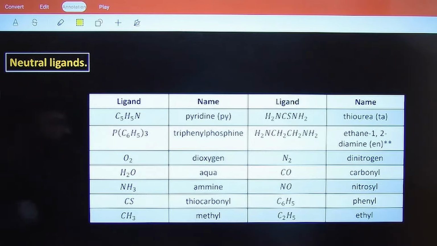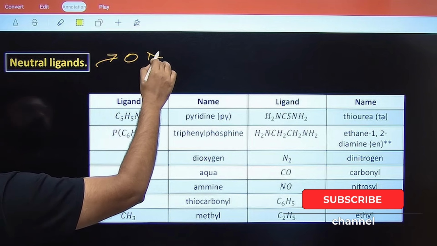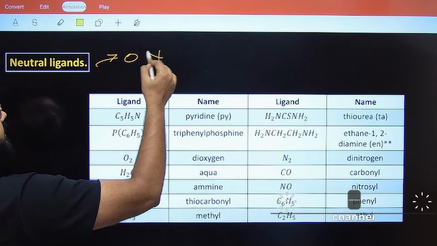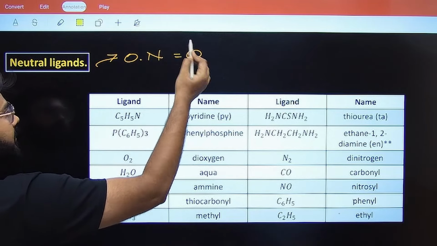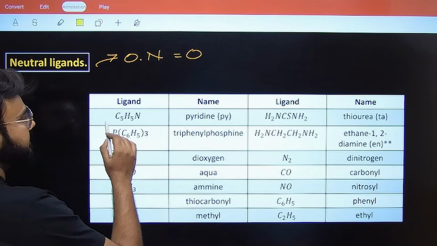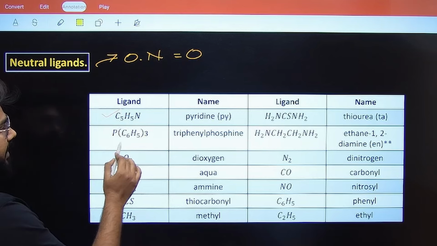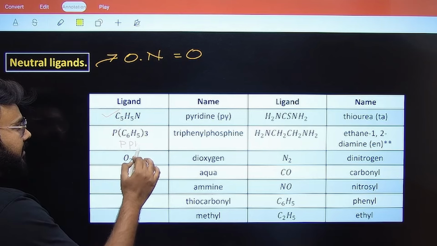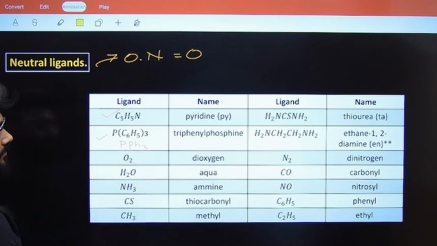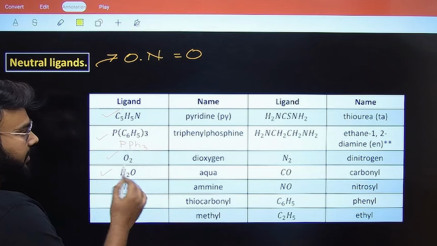Now here are some neutral ligands. Remember, the oxidation number of all the neutral ligands is zero. So these are the examples you have to remember. First is pyridine, C5H5N. Second, you have triphenylphosphine, PPh3. Third, H2O.